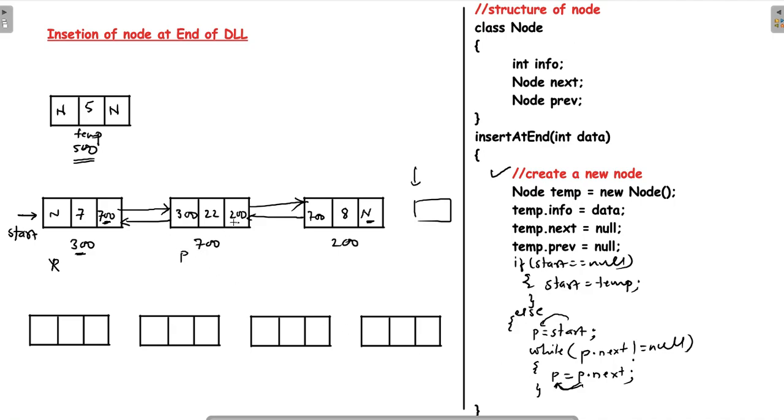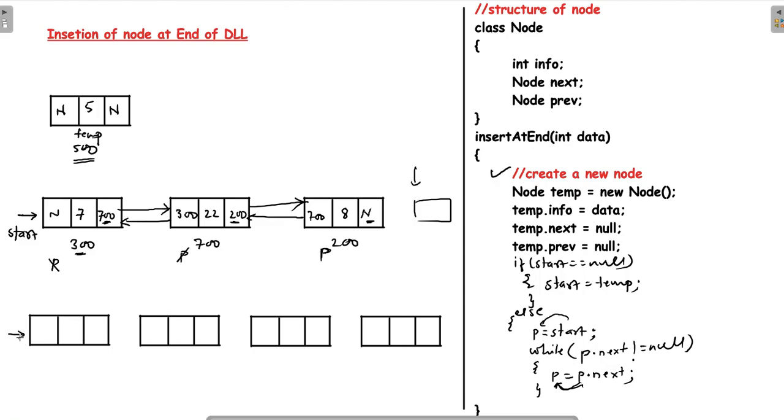Okay, go inside. Copy P of next in P. So P of next is 200. Copy it into the P. So P becomes at 200. Now again check P of next. P of next is null and we don't want null. So it will stop here. So P is representing your end of the list. Okay, and now after this P you want to add your new node, that is temporary.